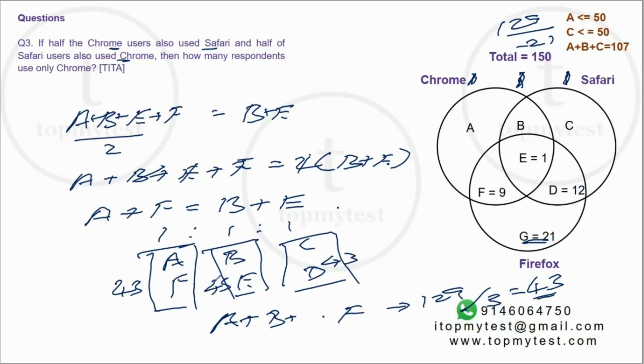Now in each of these regions, one variable is known. F is known, E is known, D is known. So I can find B, C and A. What is the question? Question is how many respondents use only Chrome? Only Chrome is region A. What is region A? A plus F is 43. F is 9. So A should be 43 minus 9. 43 minus 9 will be 34. That will be our correct choice.